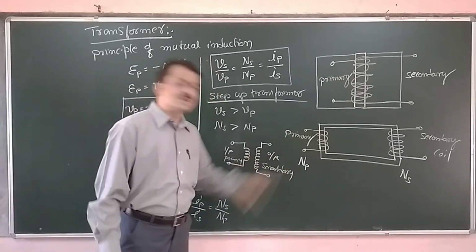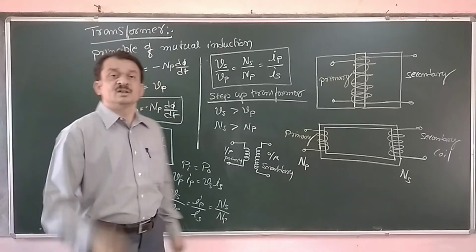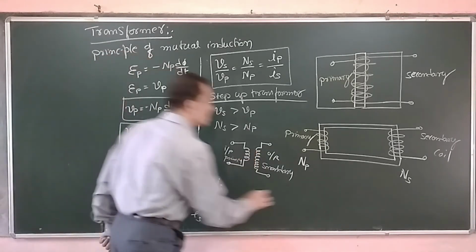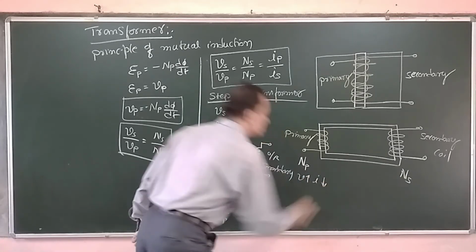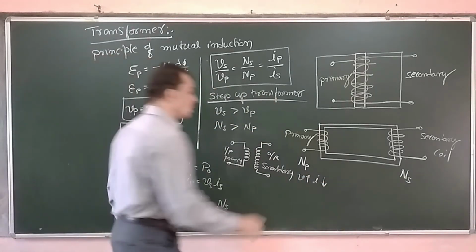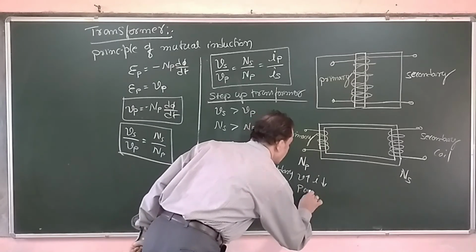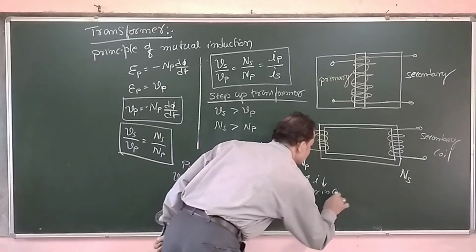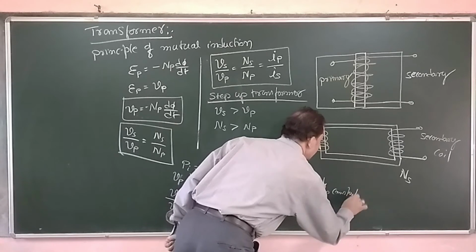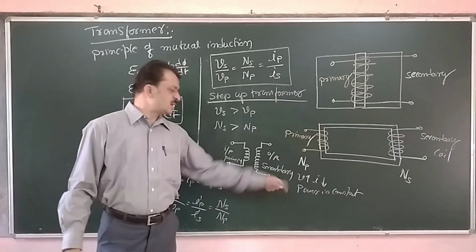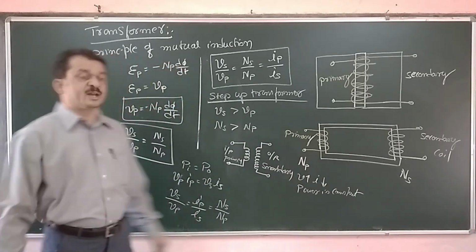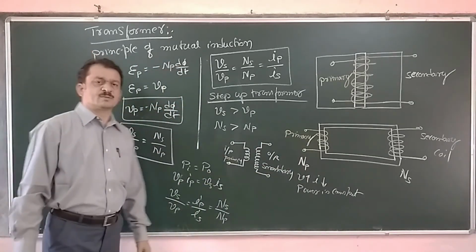But as the voltage increases, what about the current? The current has to decrease here. So as voltage increases, the current has to decrease, so that what should be the constant? Power is constant. We should get a constant power. Power is a product of V and I. As V increases, I should decrease. This is one type of transformer.